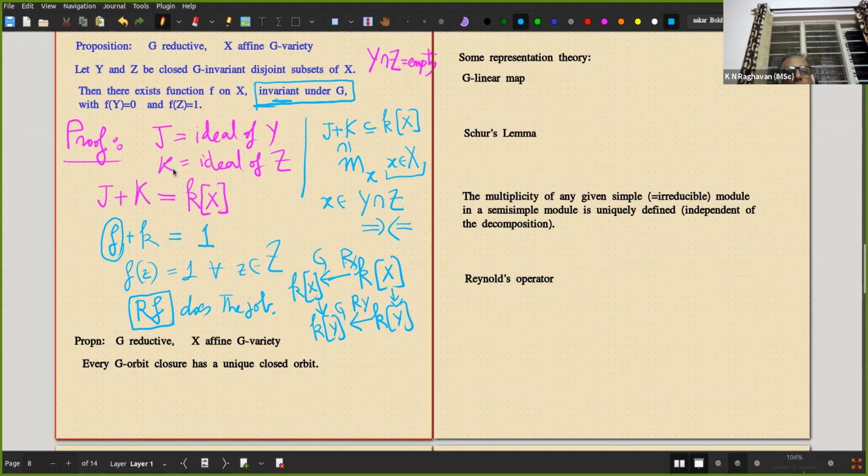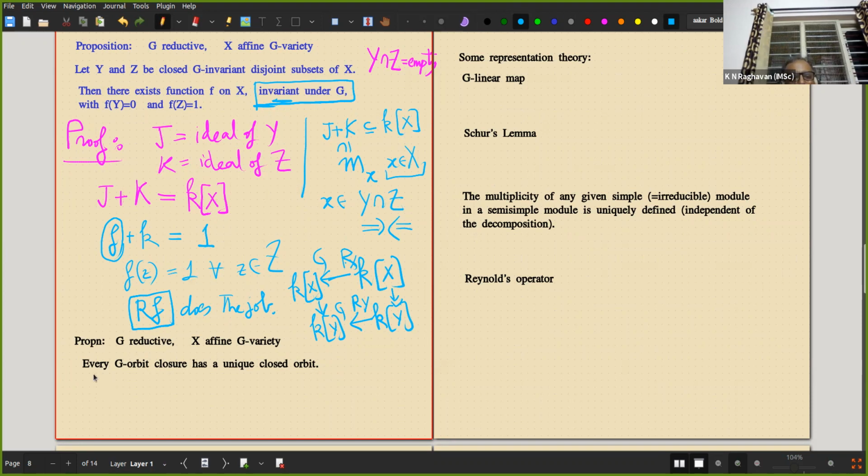So the idea is that the fact that x is affine allows you to separate closed sets by means of regular functions, and then the Reynolds operator allows you to average it over the group and make it an invariant function. That's all there is to it.